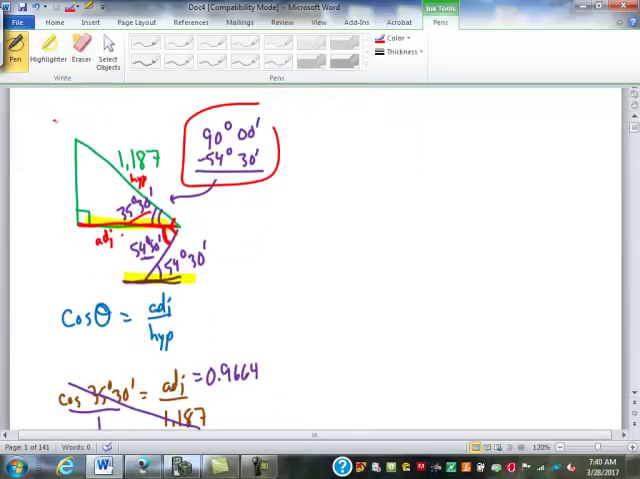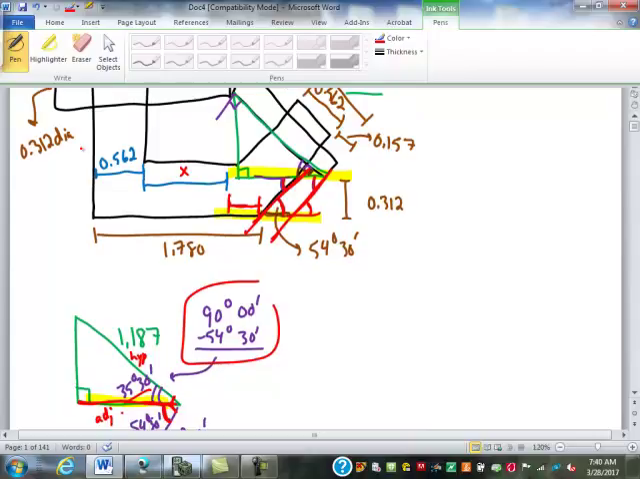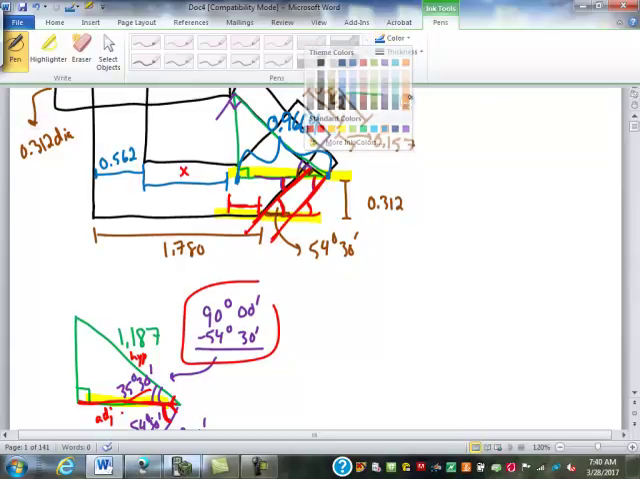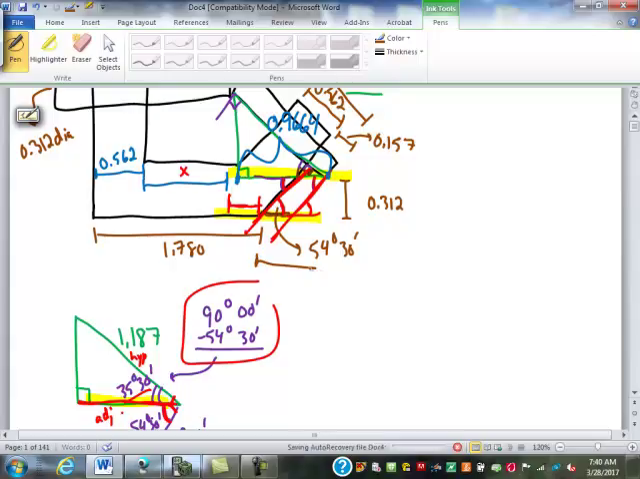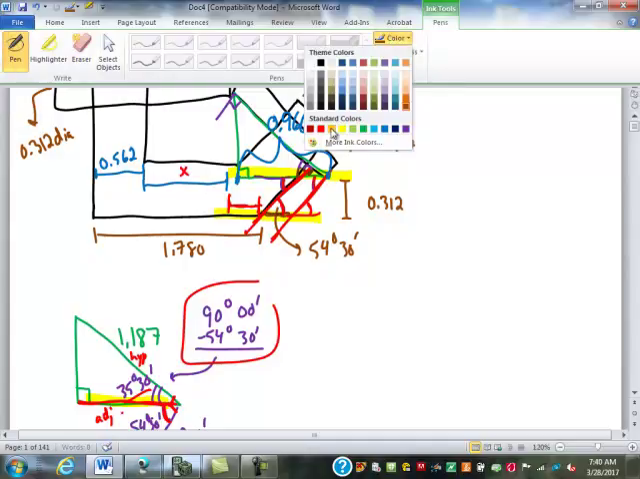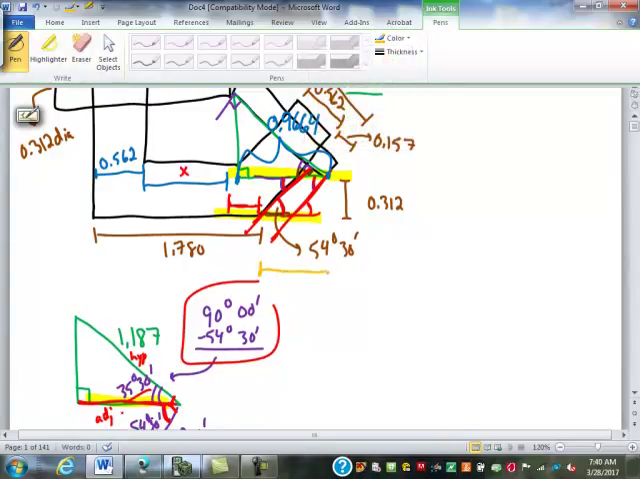Okay, so we found that dimension to be 0.9664. That is all the way from here to here. Well, how does that help us? Well, we have to subtract out the distance from here to here now. So from here to here, we have to subtract back out. So how do we find that distance? Well, we're going to break it up into two pieces.